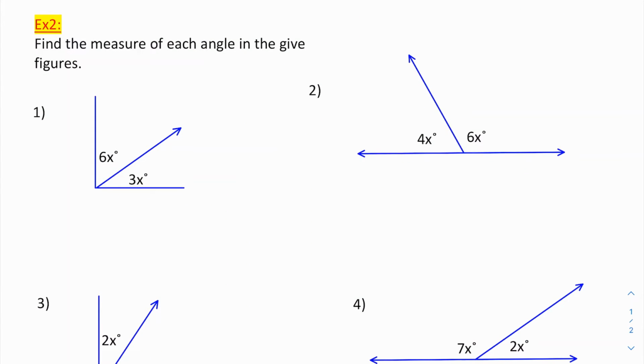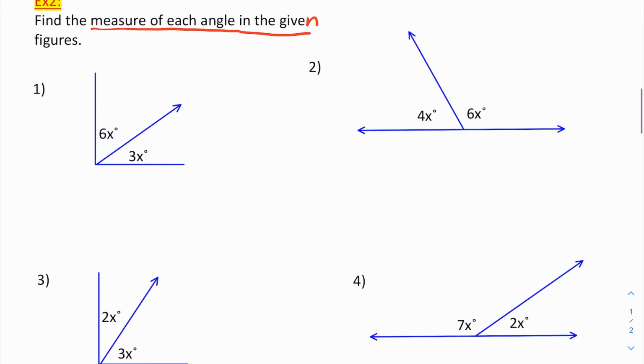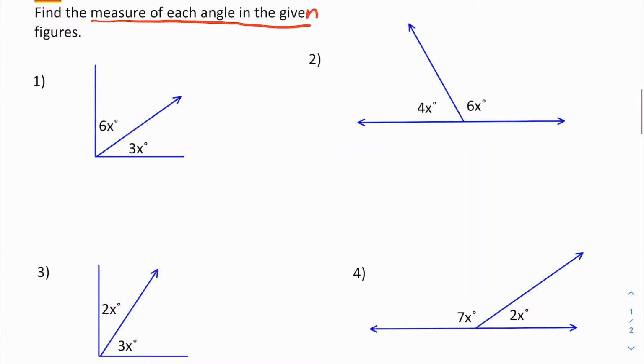For example 2, they just want you to find the measure of each angle in the given figures. So you need to solve for x first and show how you do that, and then you need to solve for each of the angles. All of the angles here that look like right angles don't have a box, but they are right angles, and all the straight angles are straight angles.